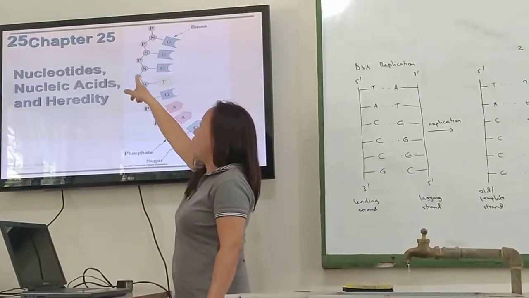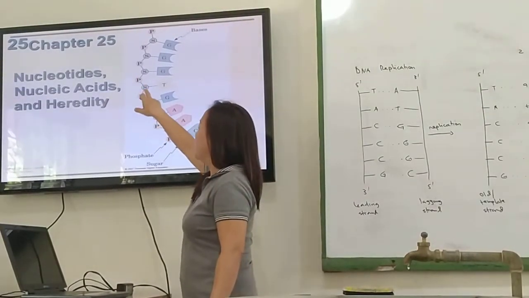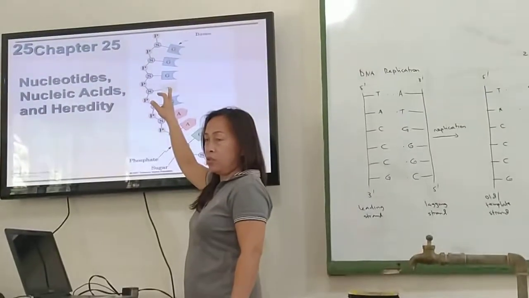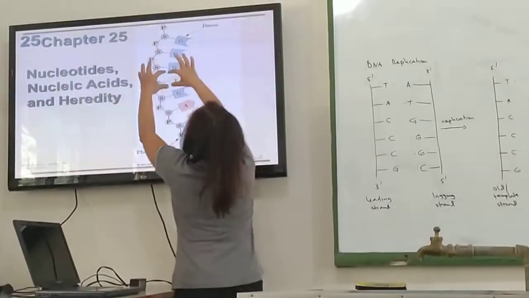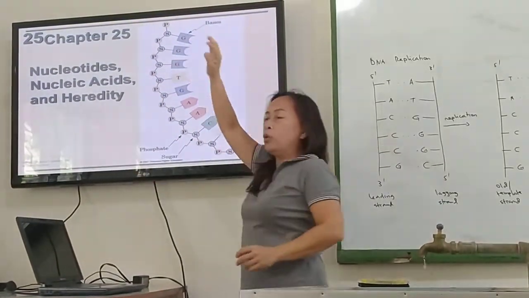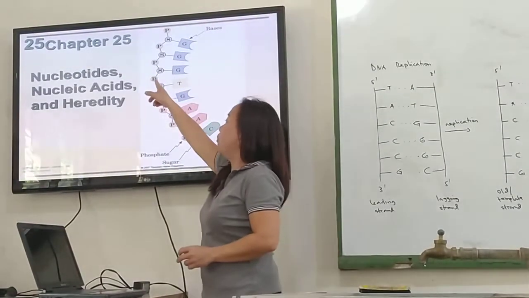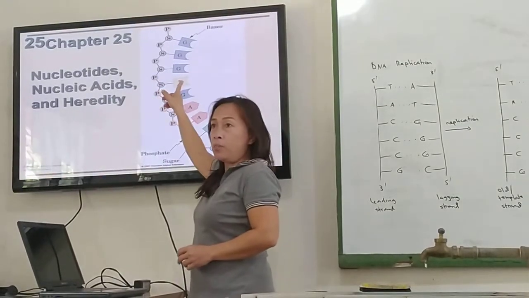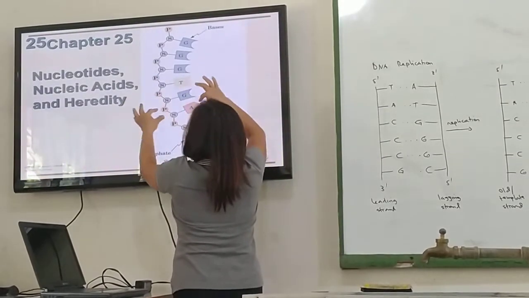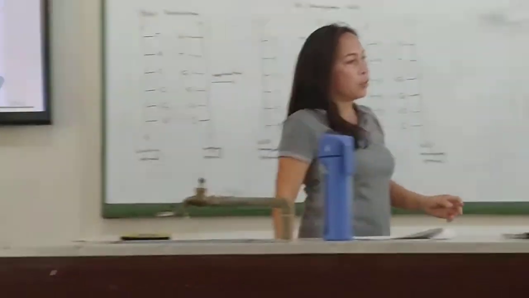Of course you have the phosphate bonded together with a sugar, and the sugar with a nitrogenous base. So this one is one nucleotide. This is another nucleotide, because a nucleotide is composed of the phosphate group, the sugar, and the nitrogenous base. That is one nucleotide, and this is another nucleotide, so on and so forth.